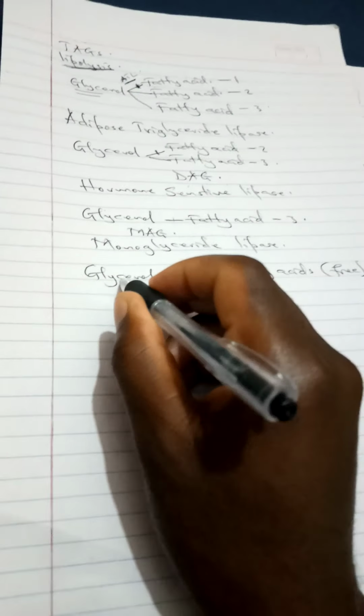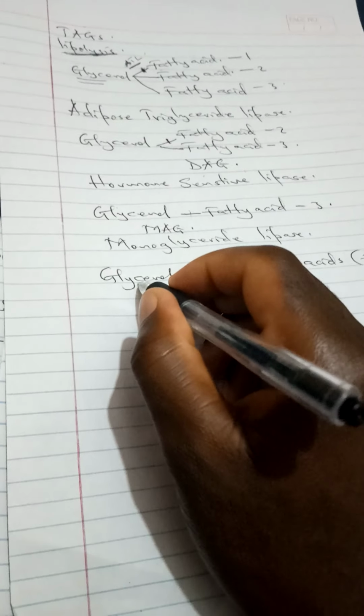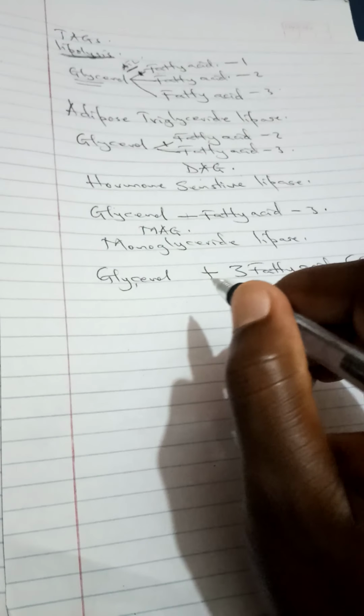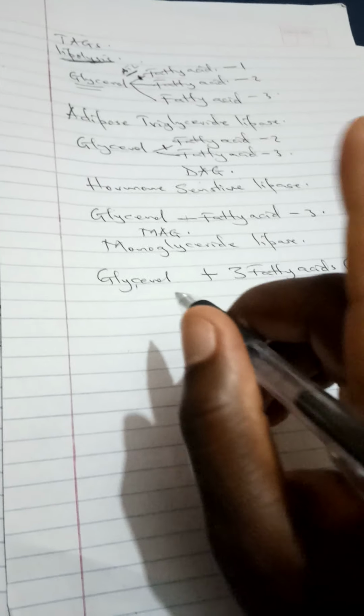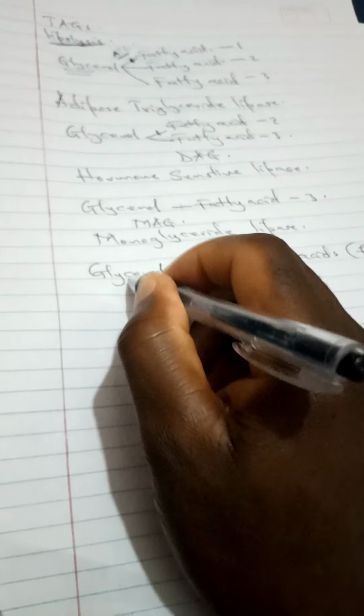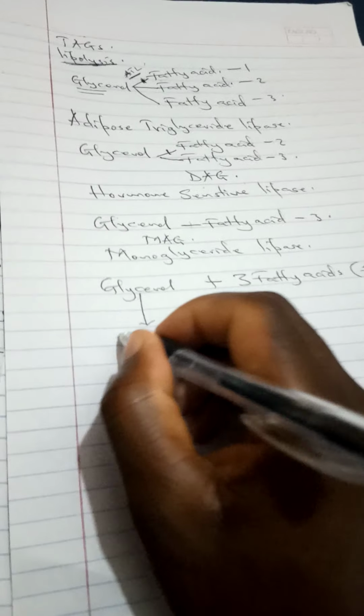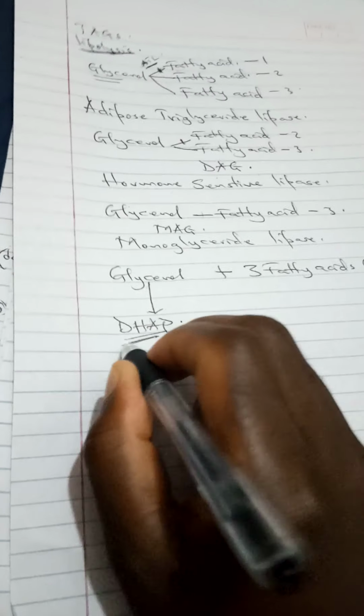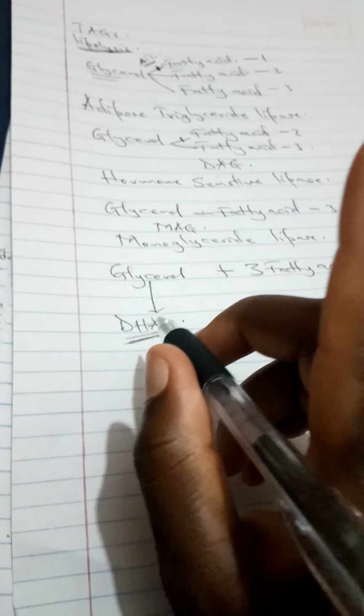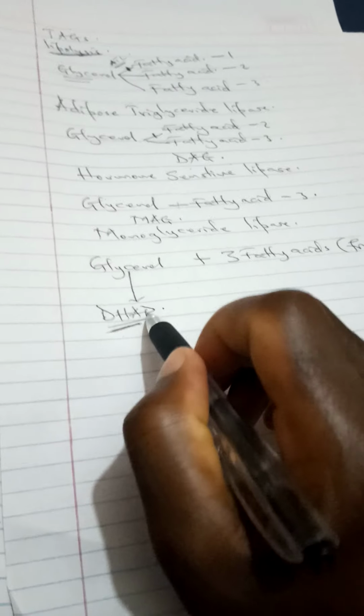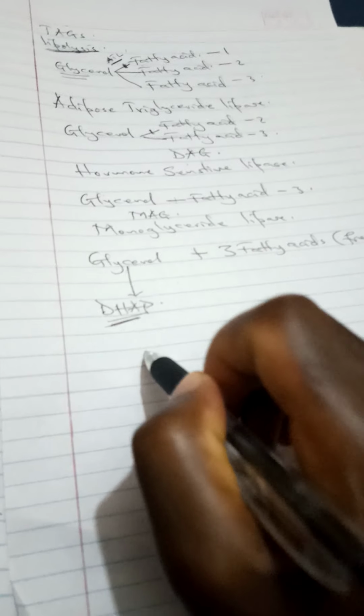As for the fate of the glycerol, it can either be combined with other fatty acids during lipogenesis to form more TAGs, or it can be converted to dihydroxyacetone phosphate, which is an intermediate during glycolysis. We shall talk about it when we discuss gluconeogenesis, but that is one of the fates.